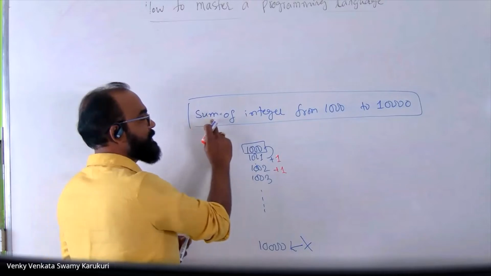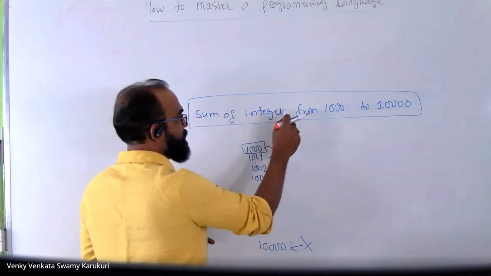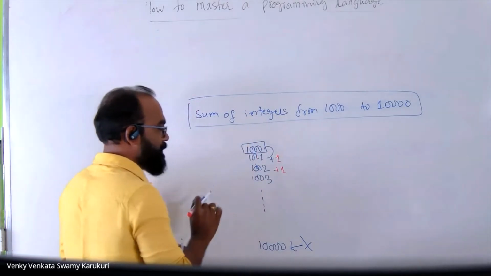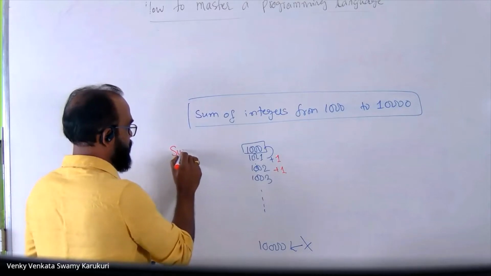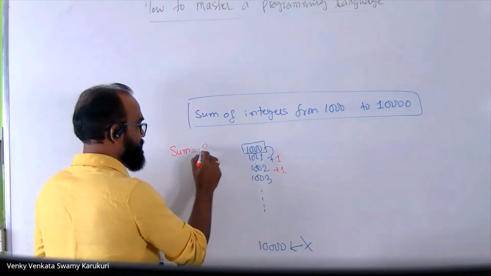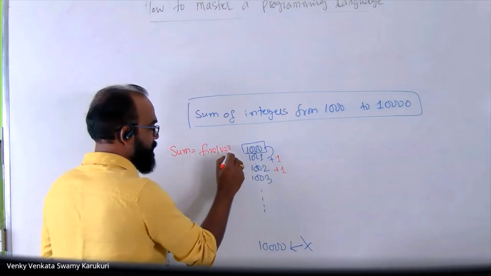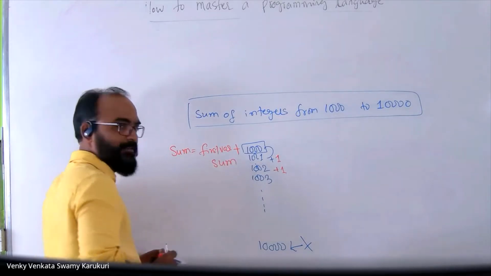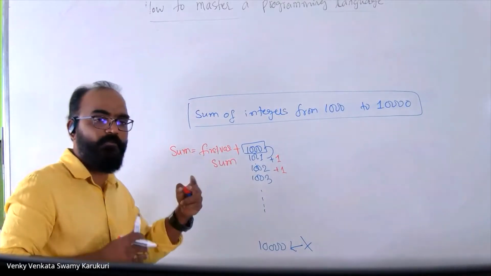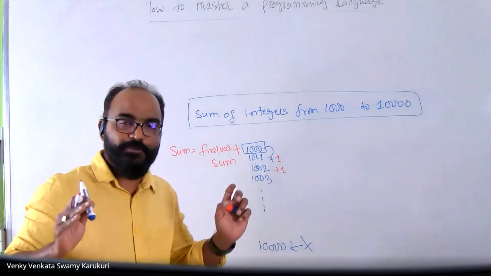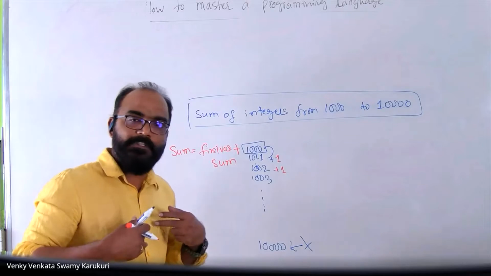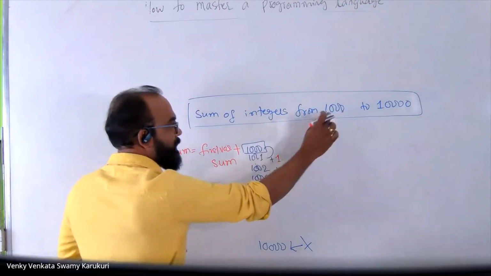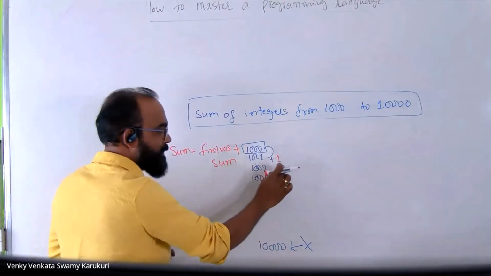But here the question is sum of integers, right? Sum of integers. Now, in addition to this increasing this number, what is that I do? Okay, I want sum. Sum is equal to the very first number plus the sum itself. This is one logic. Again, in programming, that's the freedom we have. You can come up with one logic, I can come up with another logic, someone else come up with their different logic. So, how do I get 1000 to 10,000? By adding 1 every time.